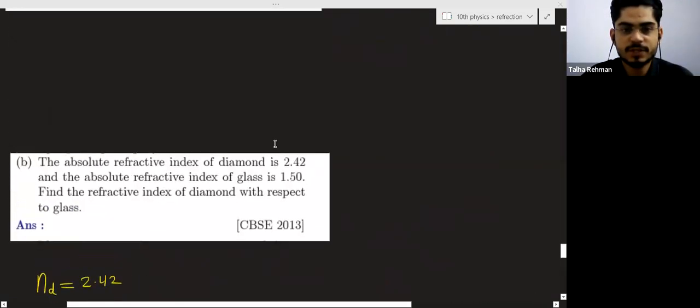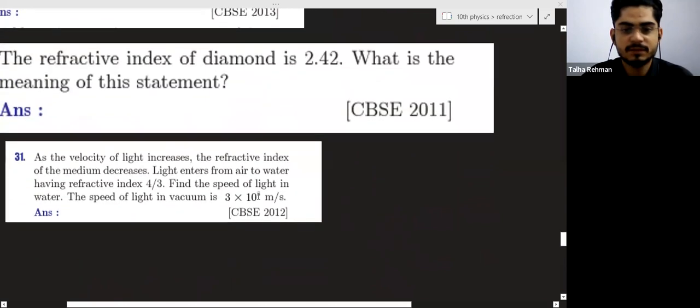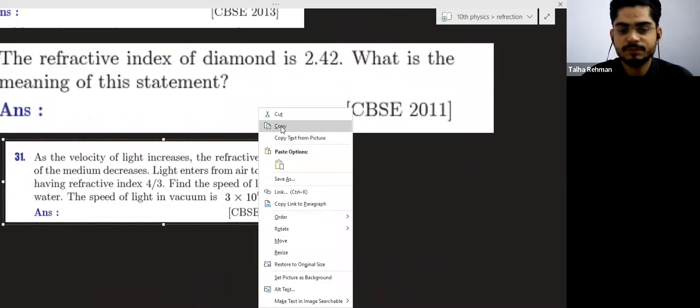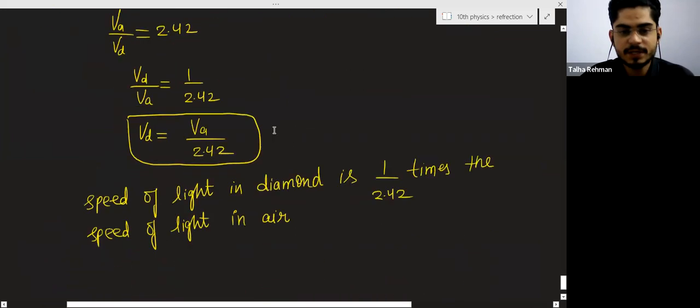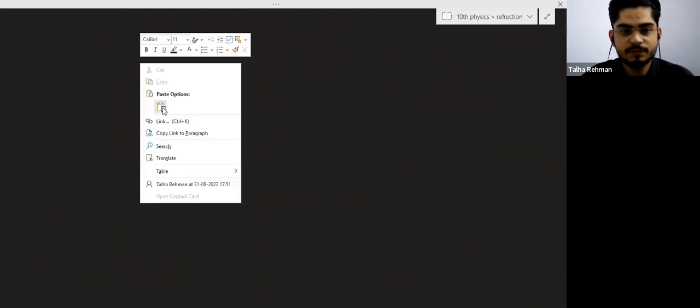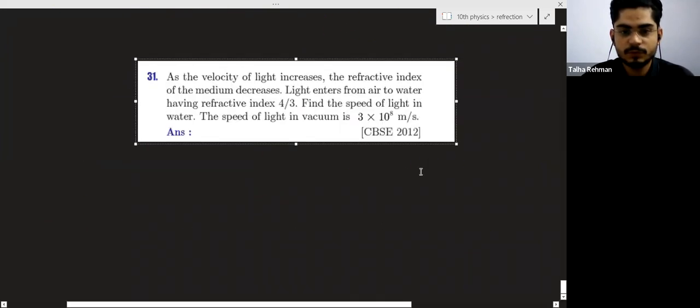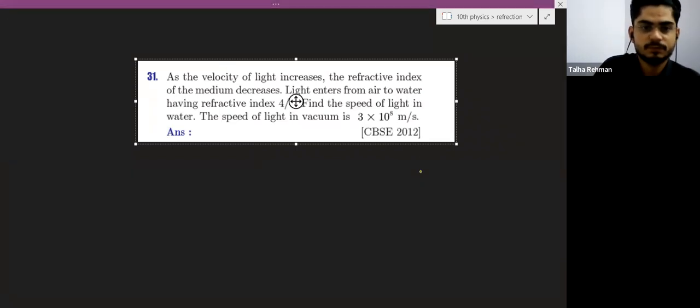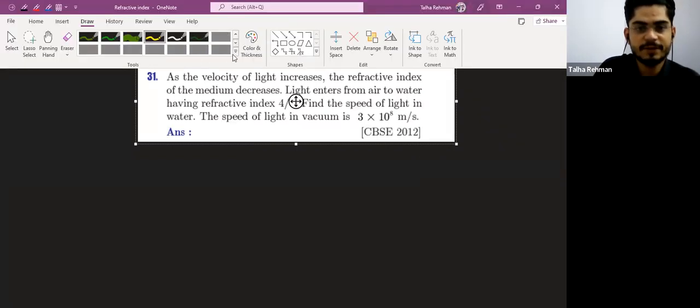So the last question is this. CBSE 2012. It appeared in CBSE 2012. So just see this question. This question is again a very easy question.